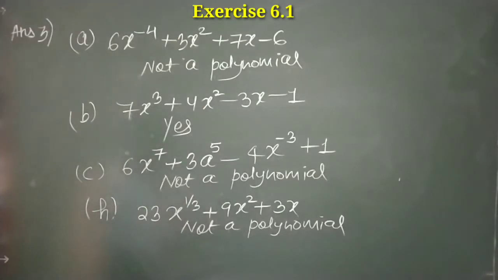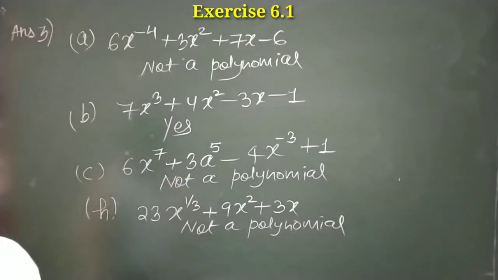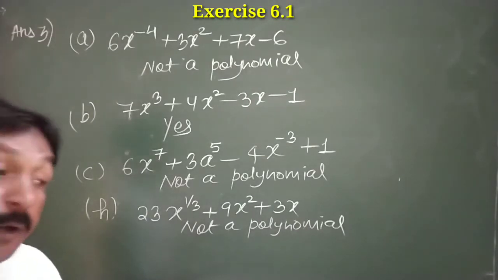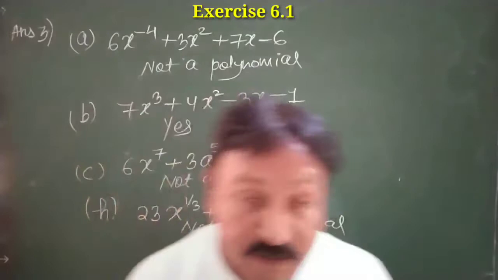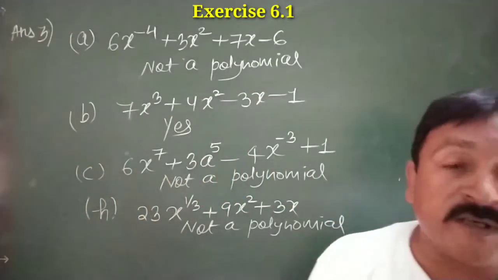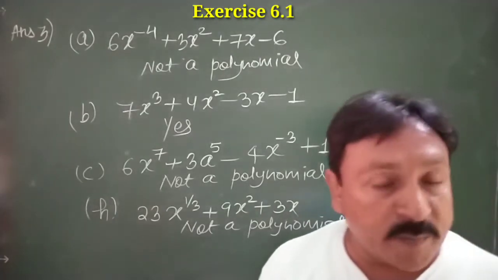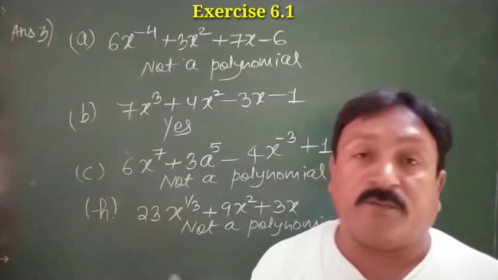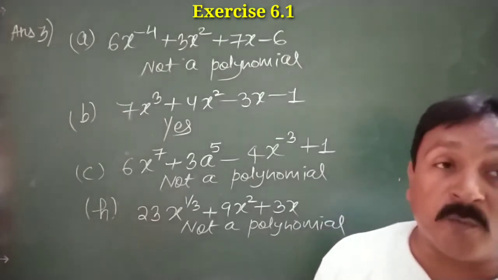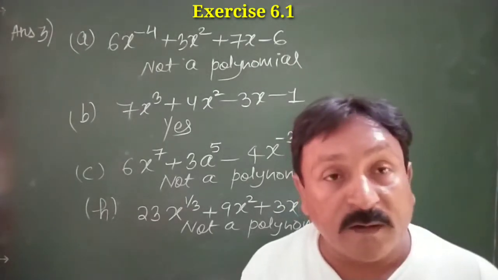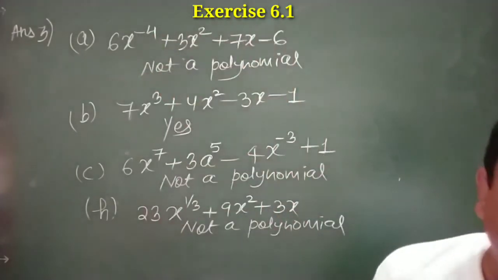Students, just read question number 4. Question number 4 is saying determine which of the expressions in question 3 are binomial, monomial, trinomial, polynomial and non-polynomial. Just recall the concept. The expressions which are formed of one term are called monomials. Expressions which are formed of 2 terms are called binomials, and expressions formed of 3 terms are called trinomials, and expressions formed of more than 3 terms are called polynomials. And non-polynomial means expressions which are not polynomials.